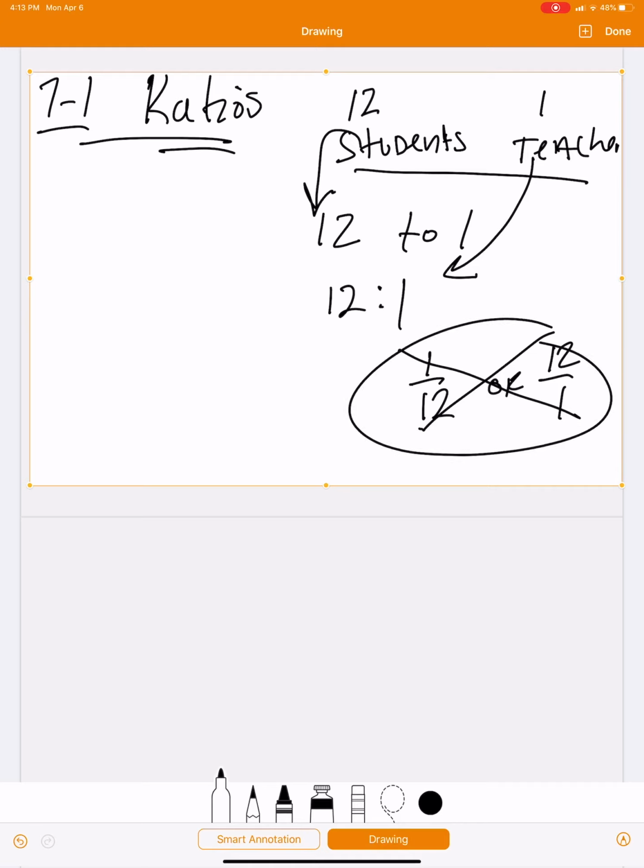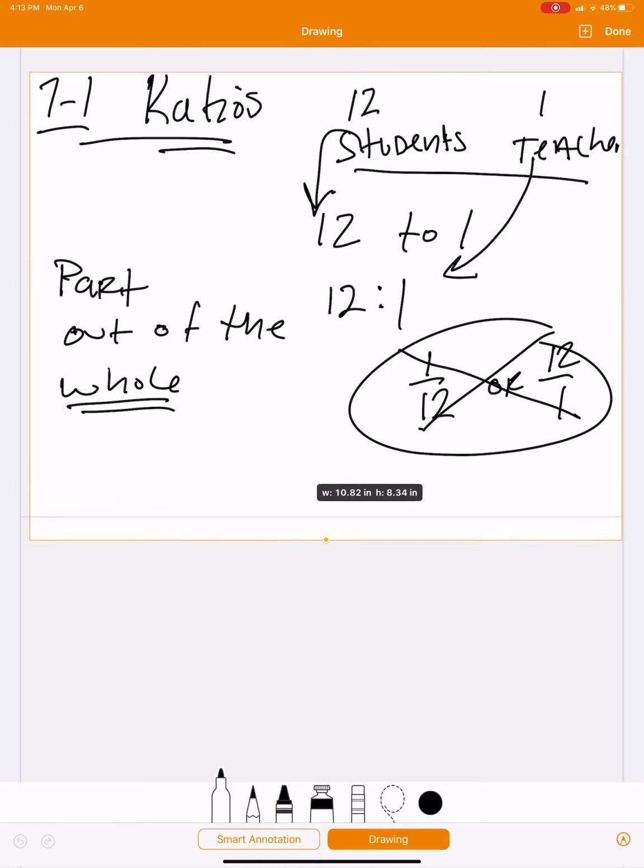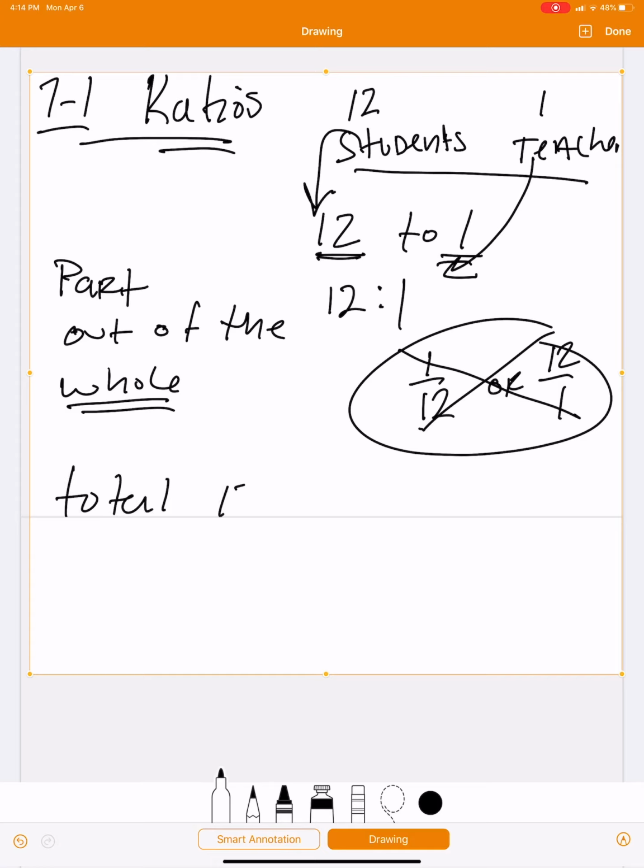One of the ways you might be able to use fractions is to take, for example, the part out of the whole. And what I mean by part out of the whole is how many are there out of the entire lot that we have? Well, if I look here, I have 12 students and one teacher, right? So the total is going to be 13. So one of the things I could do is talk about the parts. I could put the part out of the whole. So I could talk about students.